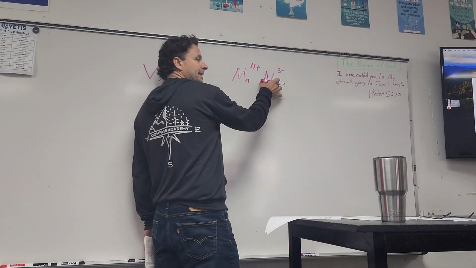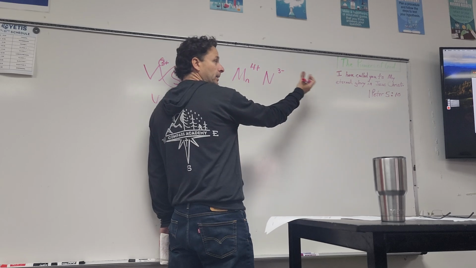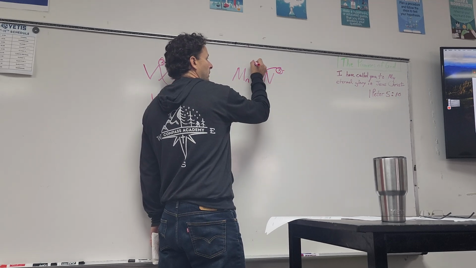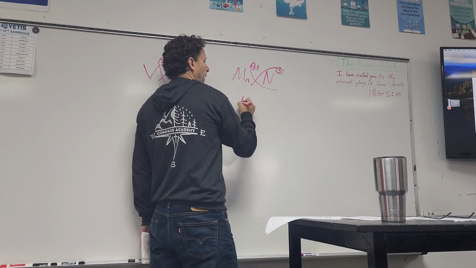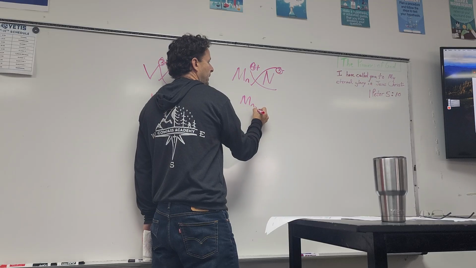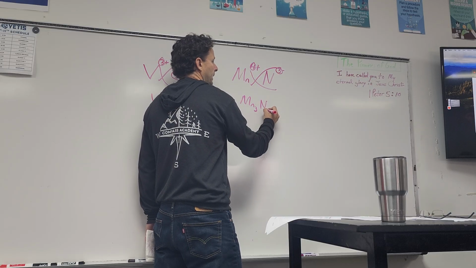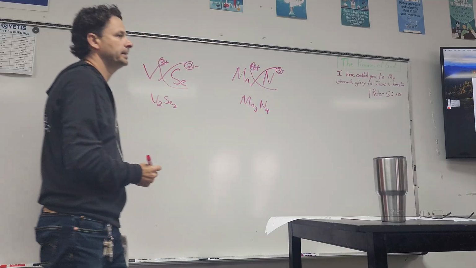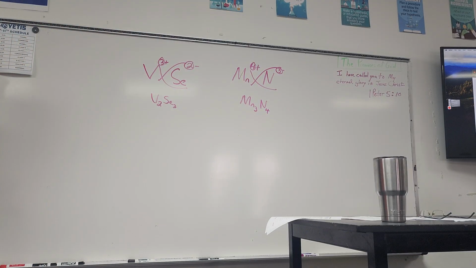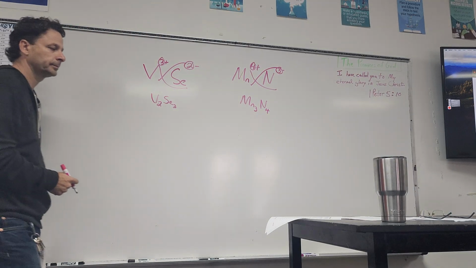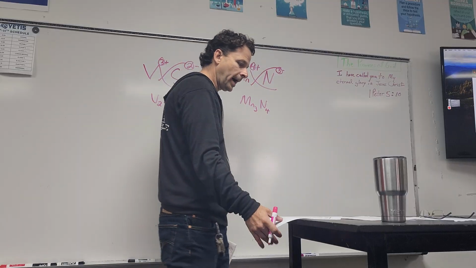It's in group 15. To get to 8, you need 3 more. Mn3N4. That does not reduce. That is manganese 4 nitride. I'm liking this. I know how to do it.